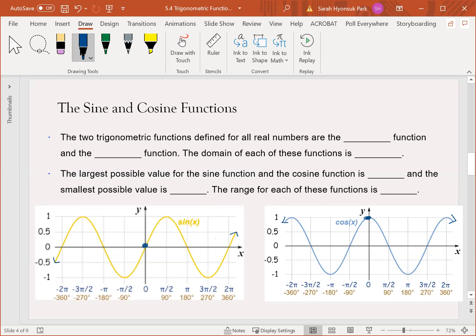So these are the two trig functions. They're defined for all real numbers. The sine function and the cosine function are such functions. The domain, which means how far to the left and how far to the right this goes, is negative infinity to infinity.